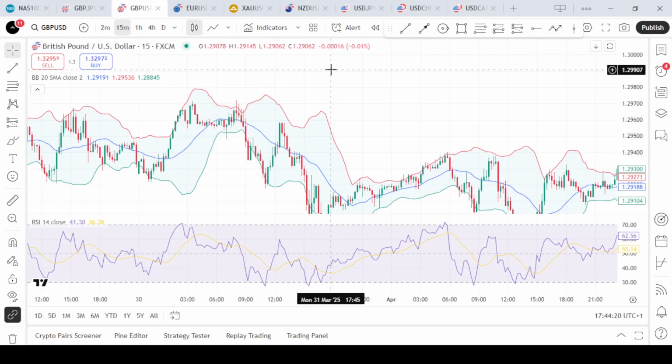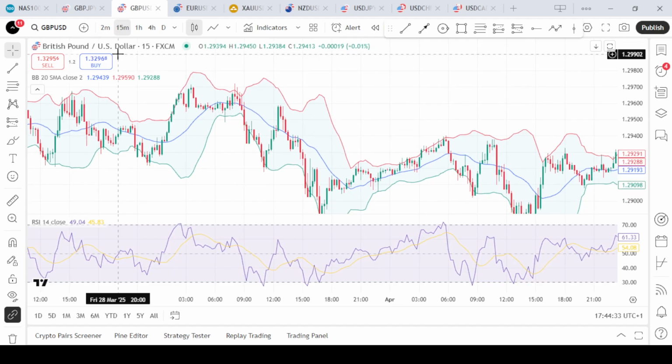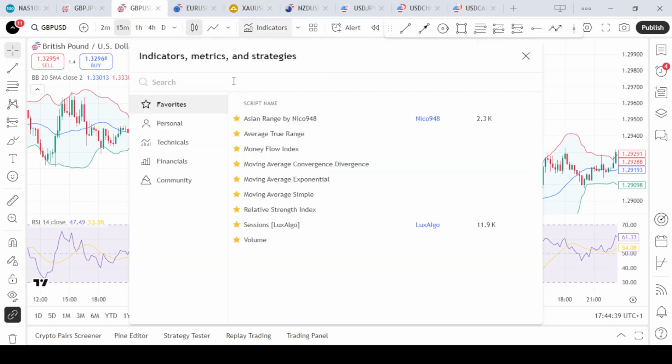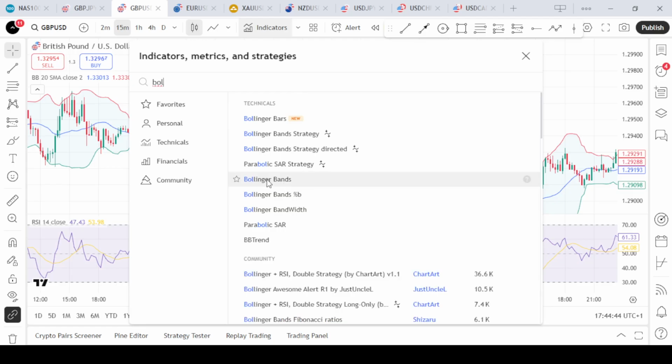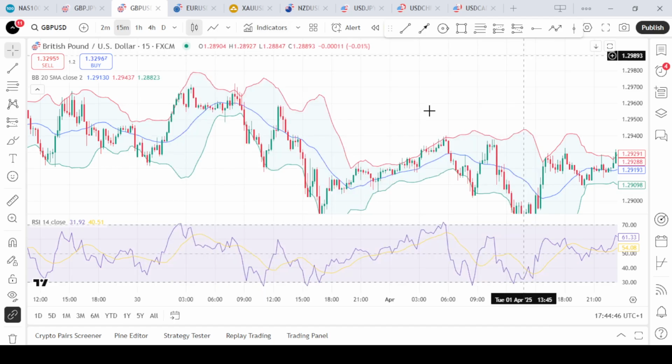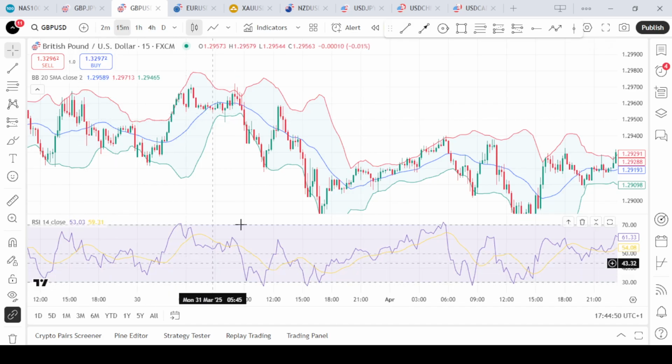Now there are some step-by-step plans that we can use for our strategy with our Bollinger Band. The first step is to always set up your chart. You have to apply your Bollinger Band to your chart. How do you apply your Bollinger Band? You go to your indicator zone, you type in your Bollinger Band. When you type in your Bollinger Band, this is the indicator. You will apply it to your chart. You will also apply your RSI to your chart.